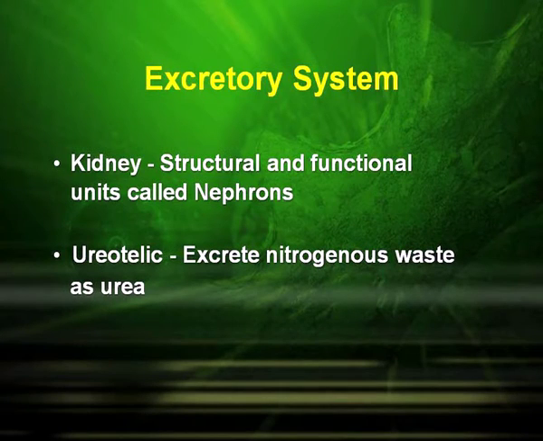The excretory system of the frog includes a pair of kidneys, the ureters, urinary bladder and cloaca. In the kidney, the structural and functional units are the nephrons. It is a ureotelic organism because it excretes nitrogenous waste in the form of urea.